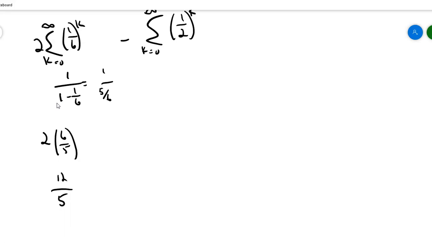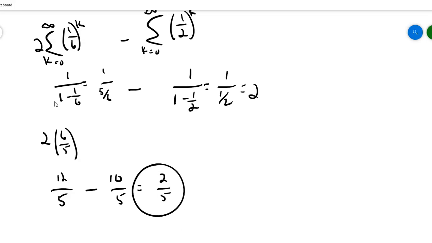The second one, the 1/2 to the k, if I start with k equals 0, my first term is 1, constant ratio is 1/2, so I get 1 over 1/2, which is 2. There was originally a minus sign in between them, so let's not forget the minus sign. 2 is the same thing as 10/5.